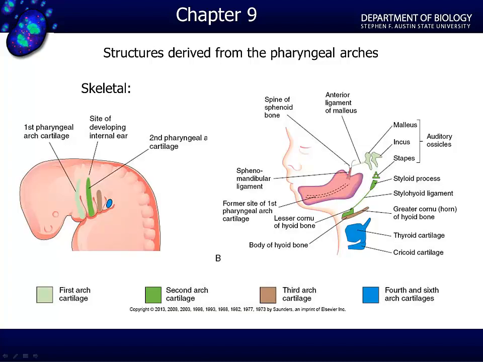So here we put it together. We color-coded the first, the second, the third, and the fourth and sixth arches. And we can see those derivatives present, the malleus and the incus, the stapes and the styloid process. Those are going to be second arch. Third arch, the body, or they refer to it as the greater cornu, or horn of the hyoid bone. And then the fourth and sixth, these are going to be our thyroid and cricoid cartilages that we find. So the hyoid is not an extremely important structural component in human anatomy, but we do mention it here as being derivatives of this arch tissue.